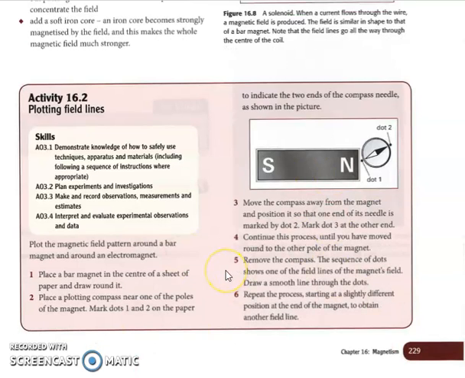Here what we have to do is place a bar magnet in the center of a sheet of paper and draw around it. Sometimes we may get a question on how to plot this in ATP. Place a plotting compass near one of the poles. Mark dot 1 and dot 2 on the paper to indicate the two ends of the compass needle.